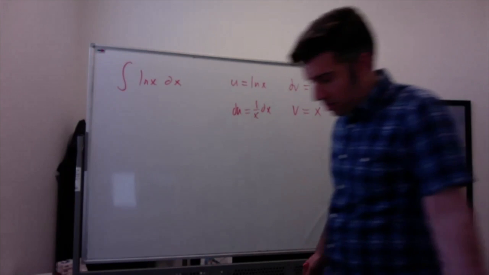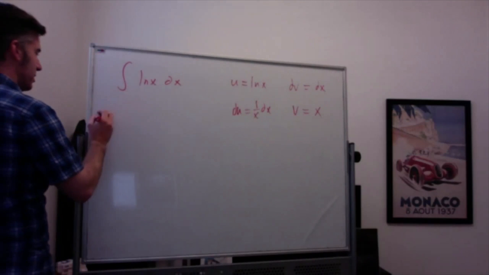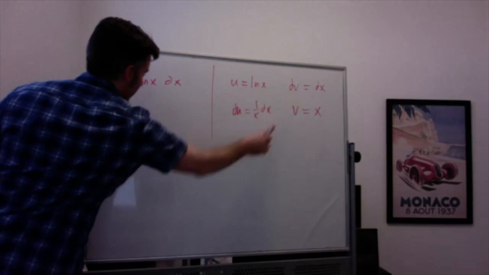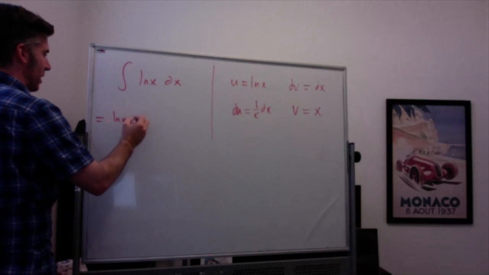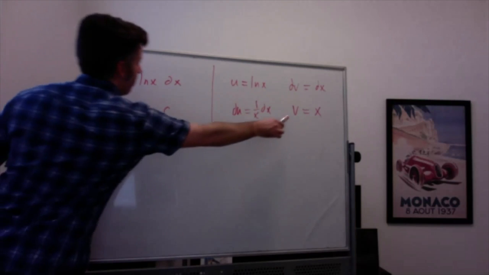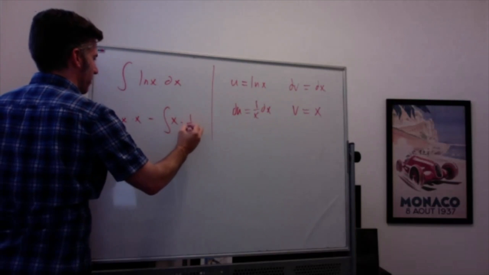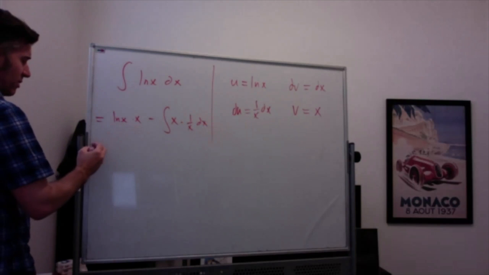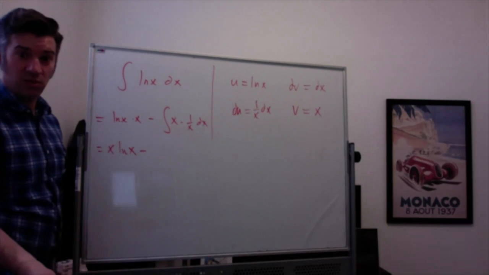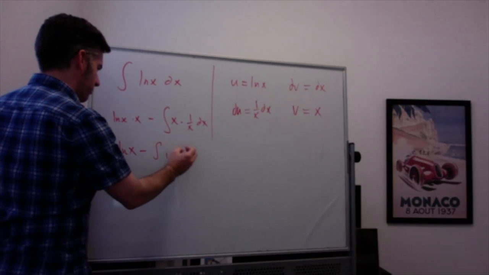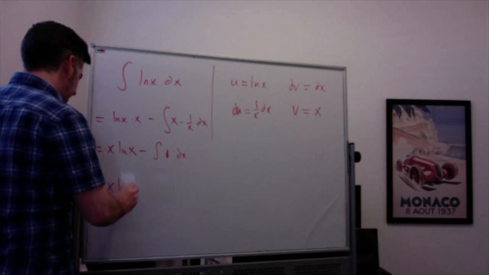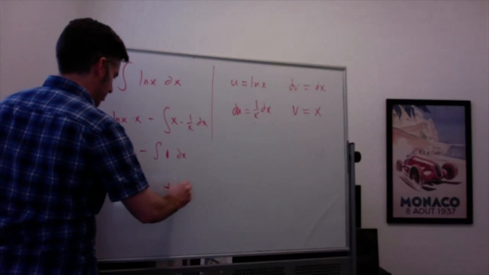Throw it into the formula. So I'm going to get that this is equal to uv, so natural log of x times x, which anyone would write as x natural log of x, minus the integral of v du, x times 1 over x dx. This I'm going to rewrite as x natural log of x minus x times 1 over x is just 1. And the integral of 1 we just did is x. So I get x natural log of x minus x plus c.